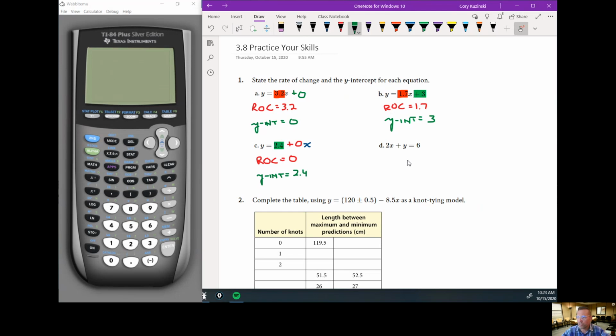Now, as far as D goes, there's a couple of ways we can look at it. Probably the simplest way, though, is to just subtract 2x from both sides of this equation and get y all by itself. So subtract 2x from both sides. Then you can see that the rate of change is not 2, but actually -2. And that the y-intercept is 6.